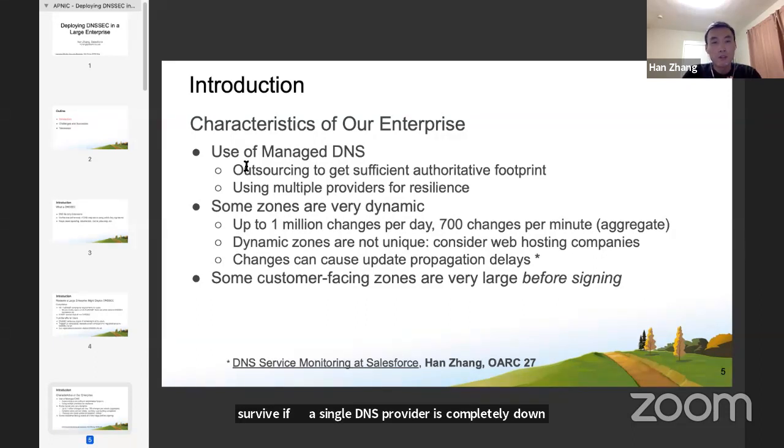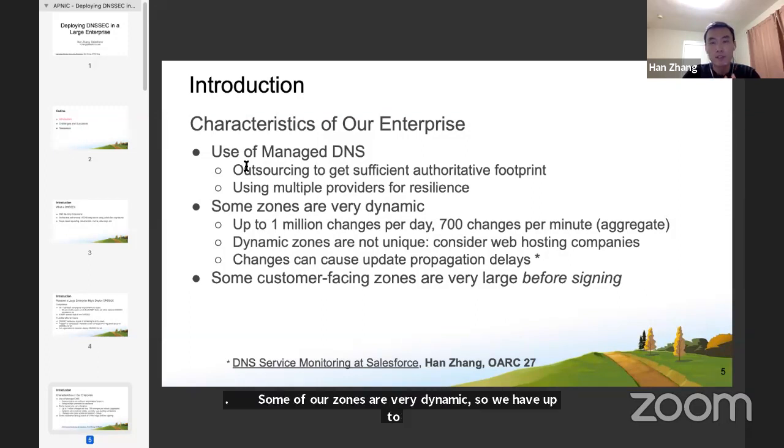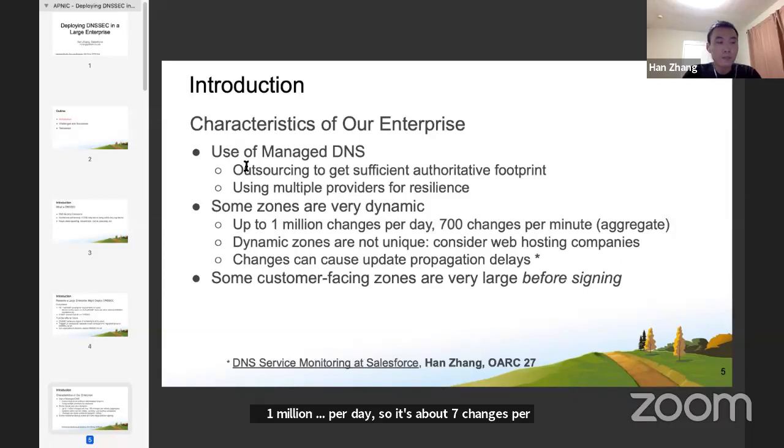Some of our zones are very dynamic. We have up to 1 million changes per day, so it's about 7 changes per minute. And these dynamic zones are not unique to us, I think. For example, some web hosting companies also have these very dynamic zones. These DNS changes can cause some update propagation delays. These propagation delays mean that when we make DNS changes by using REST API calls, it takes time to propagate the DNS changes to all the name servers globally.